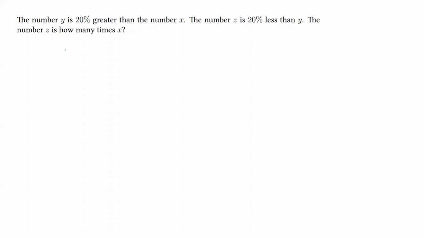The number y is 20% greater than the number x. That means it is 120%, or 1.2 times x. We are also told that the number z is 20% less than y. That means it is simply 80%, or 0.8 of y, because we subtract 100 minus 20%.